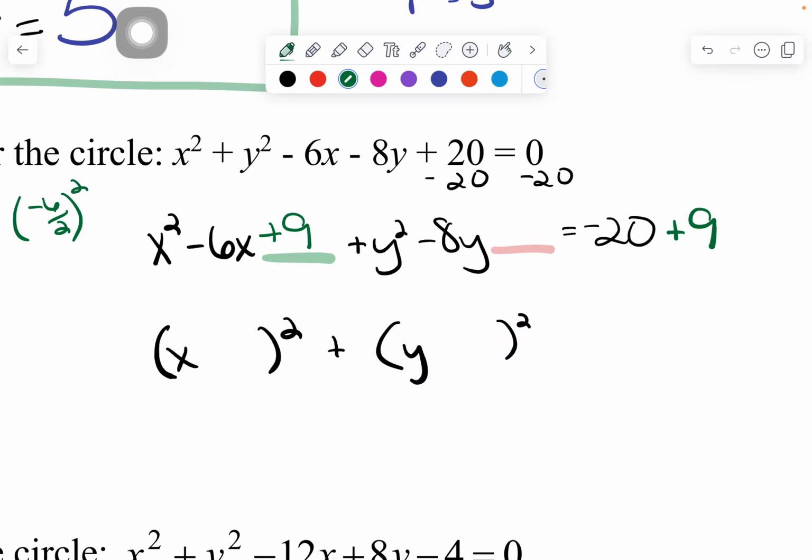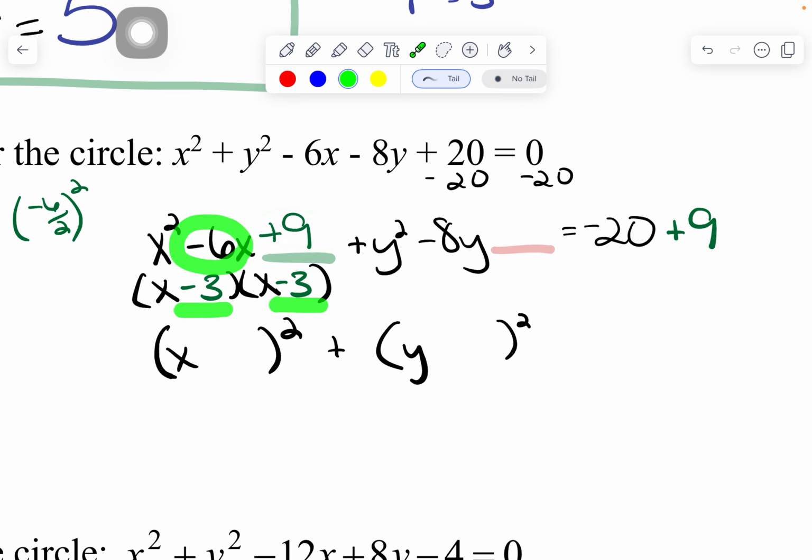All right, so the idea here is when we go to factor this, what I'm thinking of for these x terms is what numbers multiply to positive 9 and add up to negative 6. Well, let's see. If I take negative 3 times negative 3, that number kind of looks familiar to me. Negative 3 times negative 3 is positive 9. Awesome. And negative 3 plus negative 3 makes that negative 6, which then becomes x minus 3 quantity squared. That's the completing the square piece.